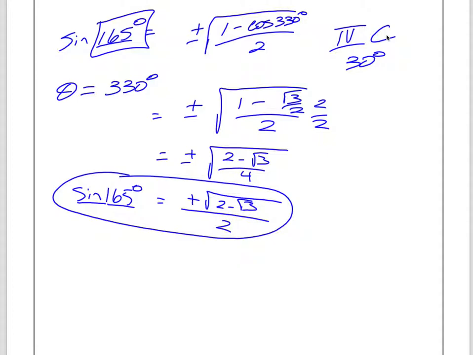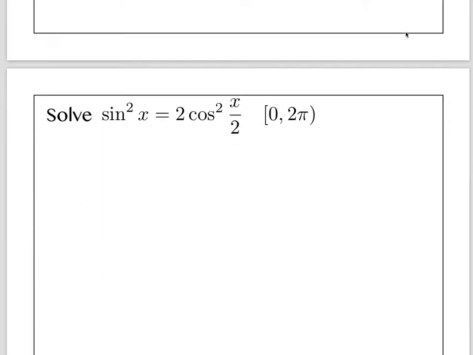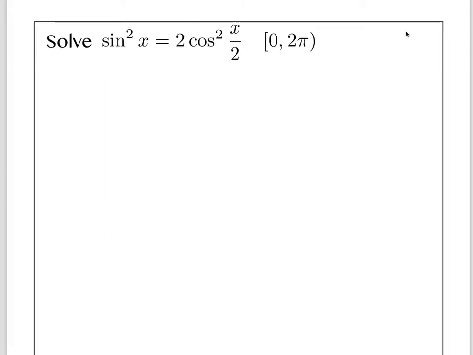Okay, so that's using half angle identities to evaluate trig expressions. Now we want to use half angle identities to solve trig equations. Alright, so I want to use a half angle identity to solve this. Sine squared x equals 2 times cosine squared of x over 2. And this time they want my answer between 0 and 2 pi.